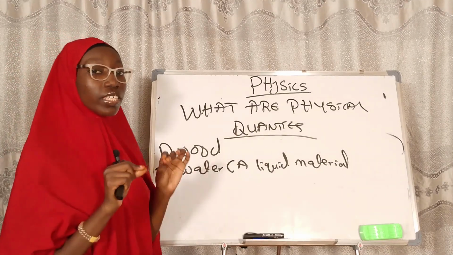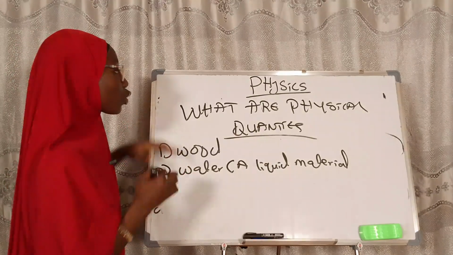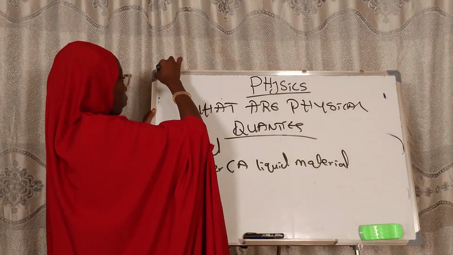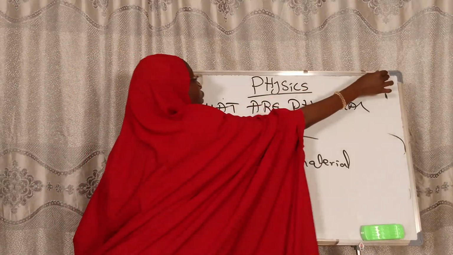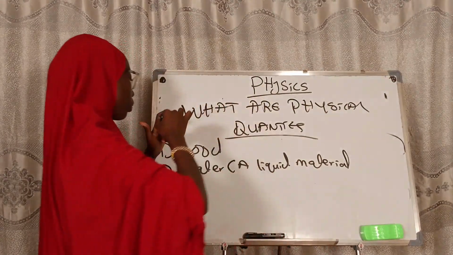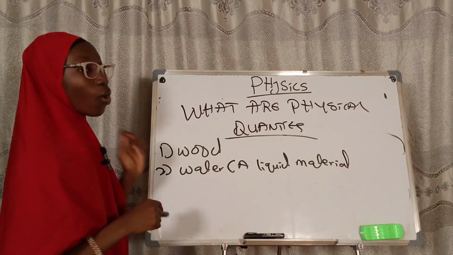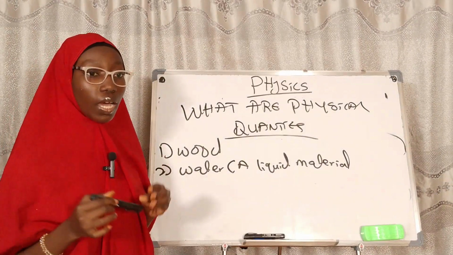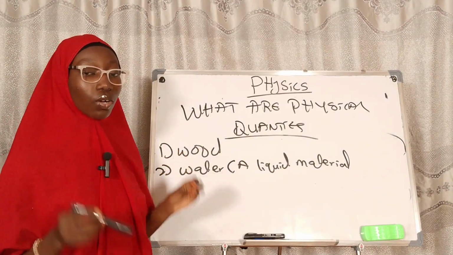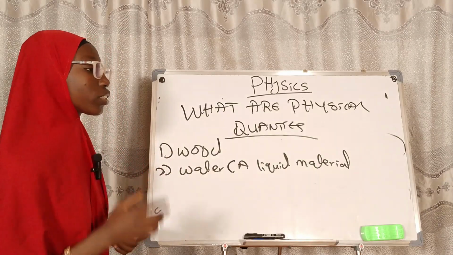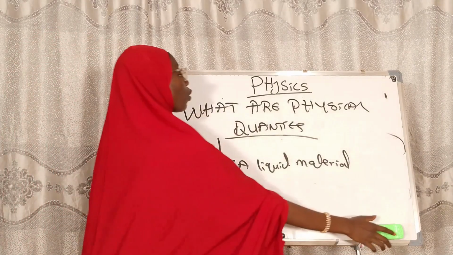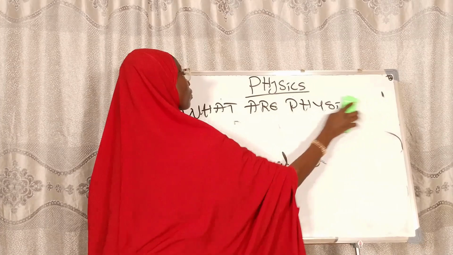Length. Length is used to measure the distance between 2 points. For example, from this edge of this board to this edge. We use length to measure the distance of this board from this edge to this edge. While mass tells us the amount or quantity of matter contained in the body. Let us now dive into the classification of physical quantities.